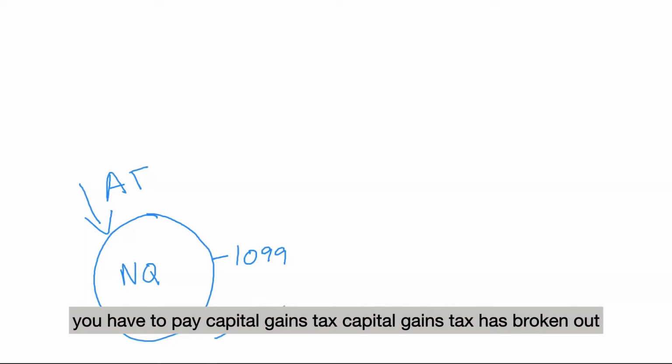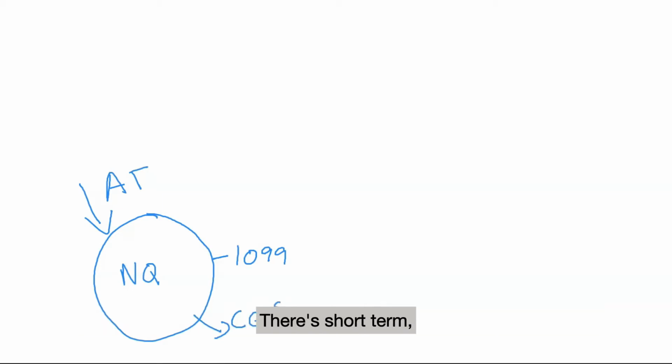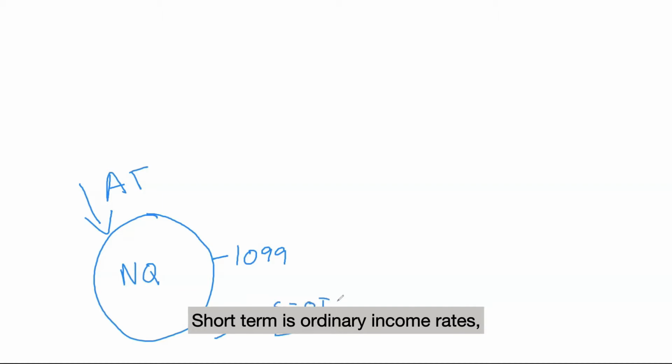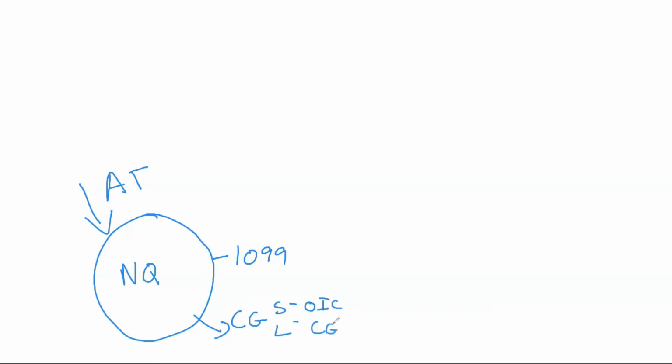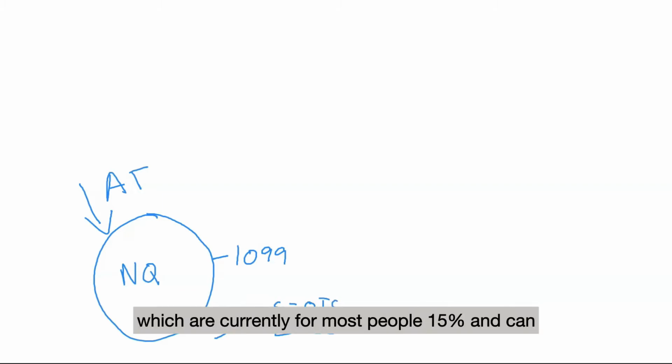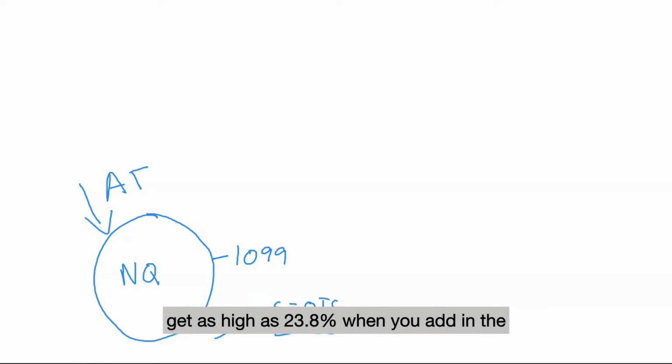Capital gains tax is broken out in two parts. There's short-term and then there's long-term. Short-term is ordinary income rates, and long-term is capital gains rates. Long-term capital gains rates, which are currently, for most people, 15%, and can get as high as 23.8% when you add in the Social Security surcharge tax.